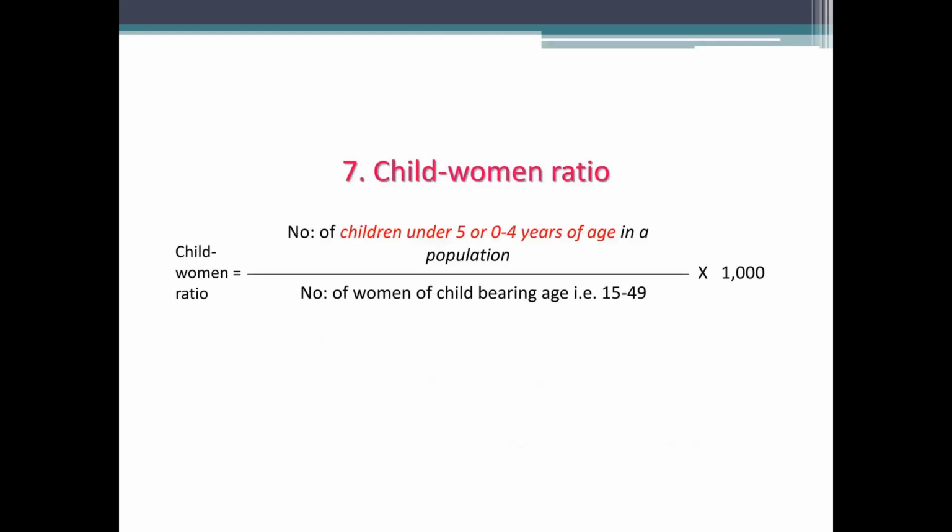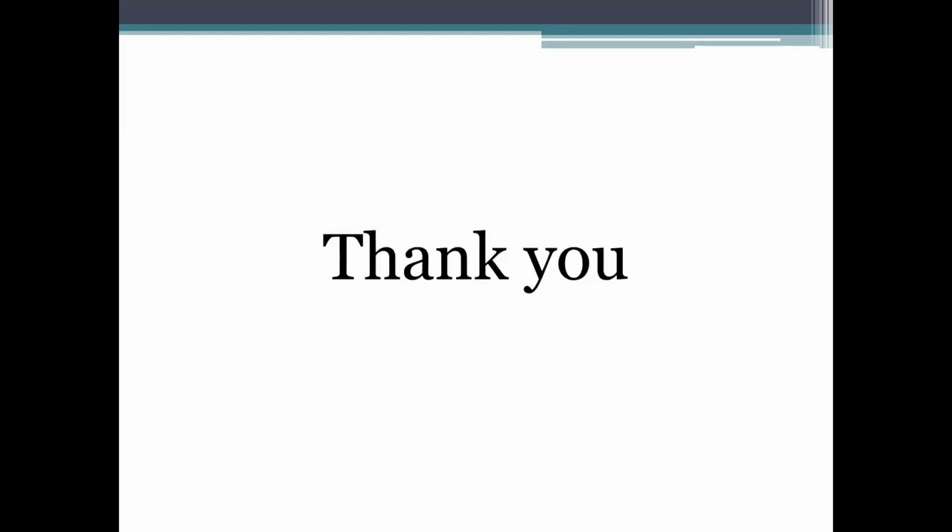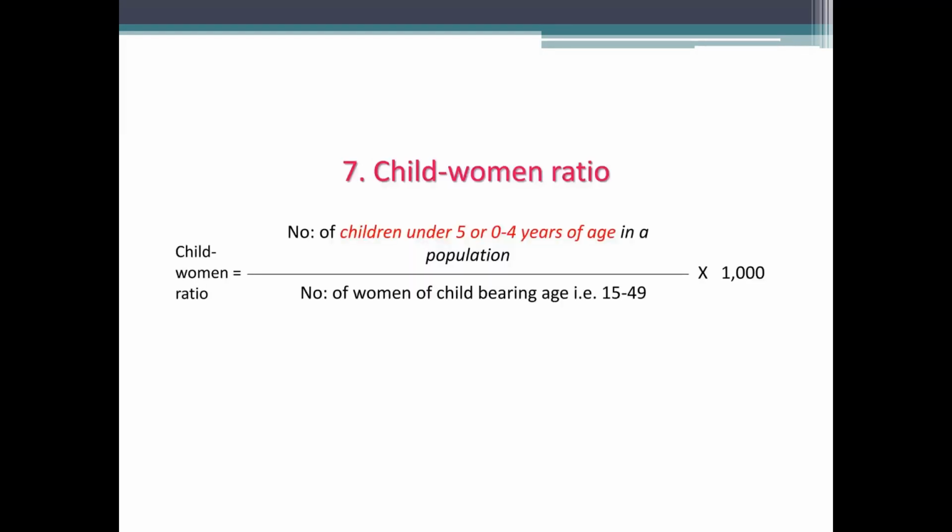Next, child-woman ratio. To calculate the child-woman ratio, we use the formula: the number of children under 5, or 0 to 4 years of age, in a population divided by the number of women of childbearing age, that is 15 to 49, multiplied by the constant 1000. So this is the fertility rate. Next week we will discuss mortality and morbidity measures. Thank you.